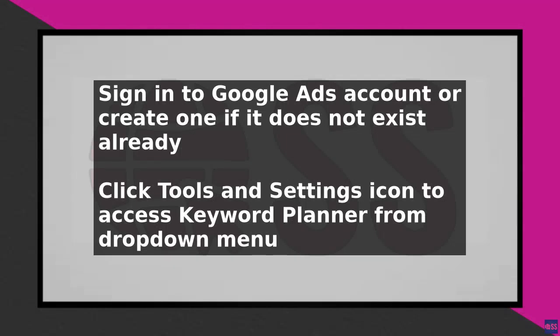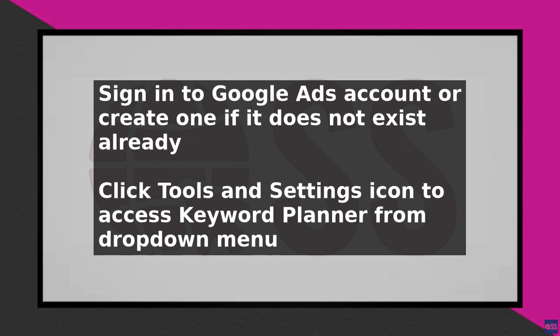To use Google Ads Keyword Planner, start by signing in to your Google Ads account. If you do not have an account, you will need to create one. Once you are logged in, click on the Tools and Settings icon in the upper right corner of the page. Then select Keyword Planner from the drop-down menu.